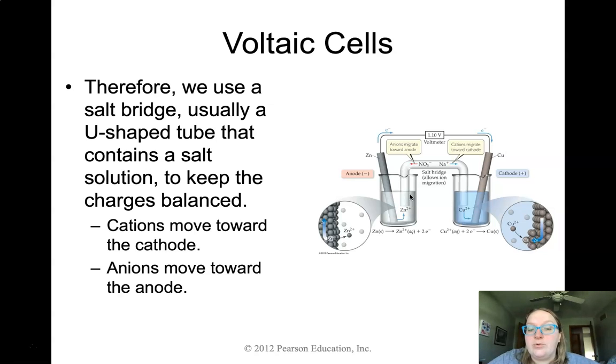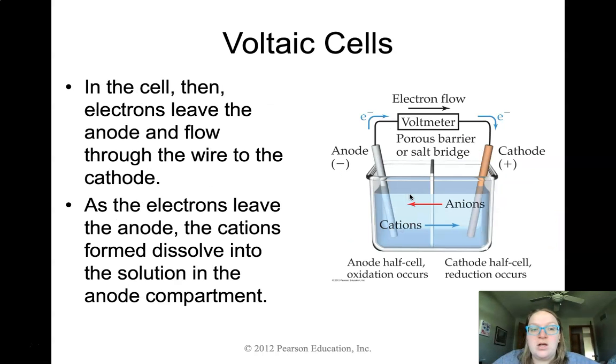Now the cation will move towards the cathode and the anion will move towards the anode. And just doing this helps keep charges in each solution balanced. You have to have balanced charges in order for the electrons to move. And then just understand that there's more than one way to create these things.